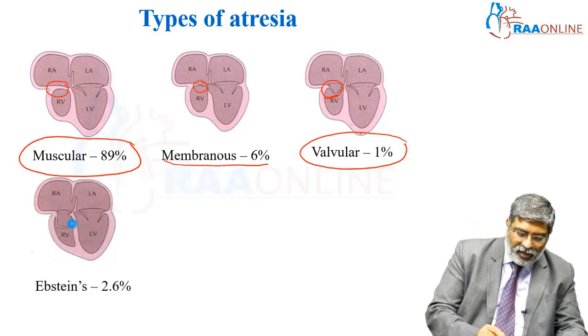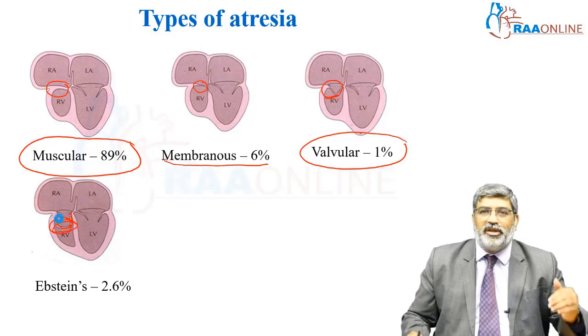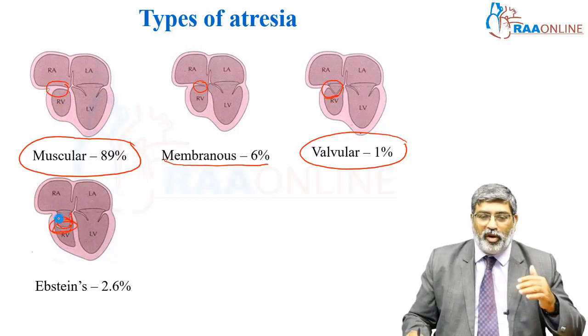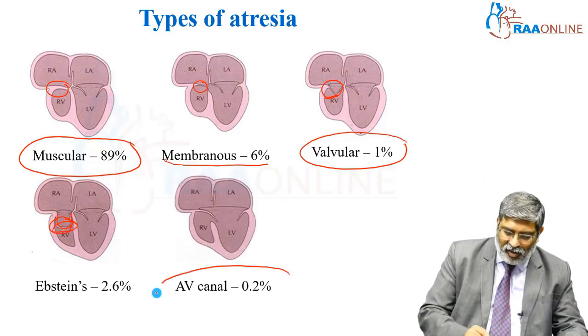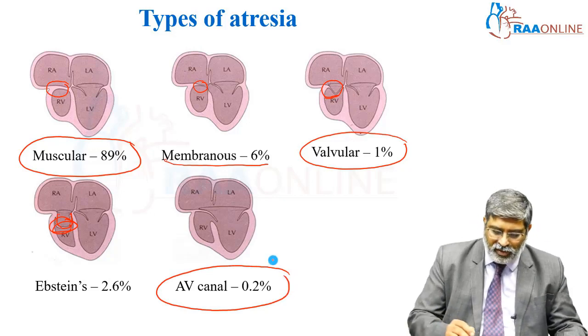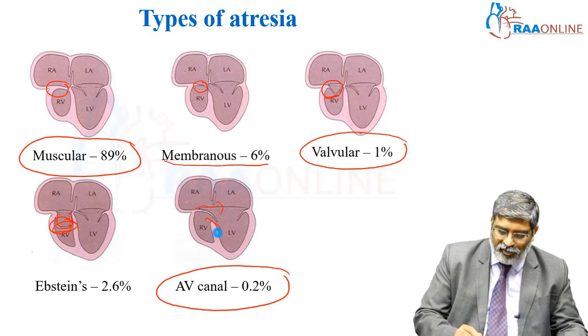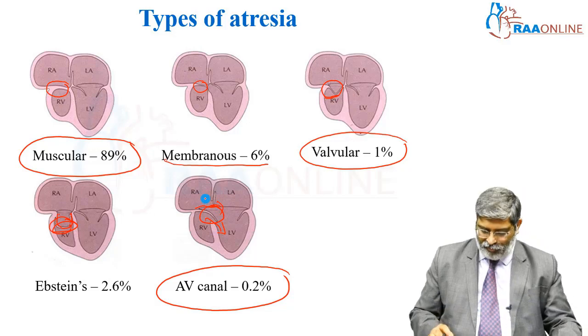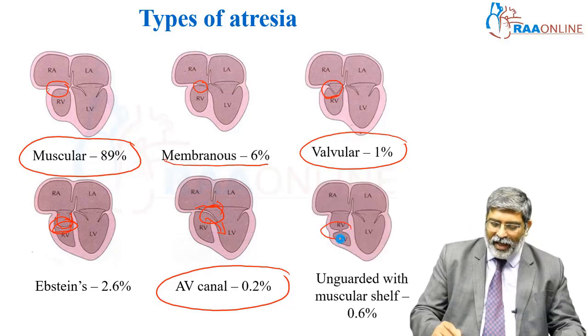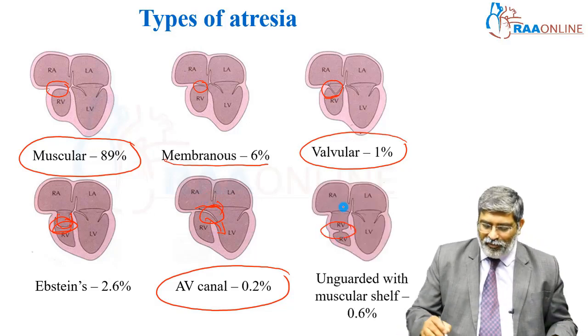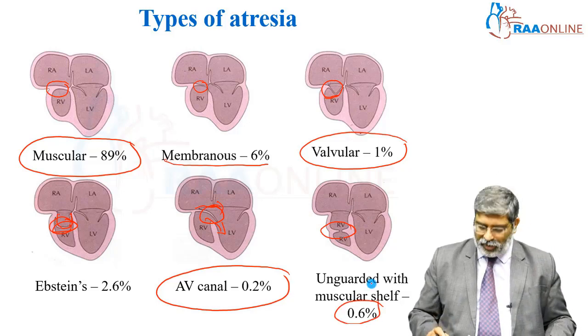Epstein's type, here the valve leaflet is pushed down. This accounts for around 2.6%. And the AV canal type, which is 0.2%. You have the ostium primum, you have the VSD, and you have a common AV valve. And the very rare unguarded muscular type, which accounts for around 0.6%.